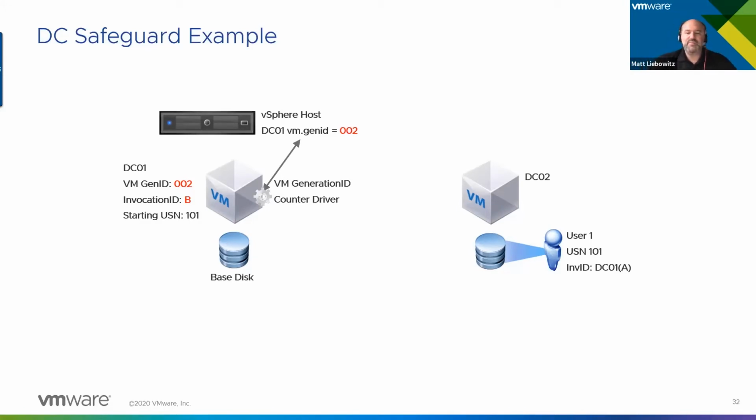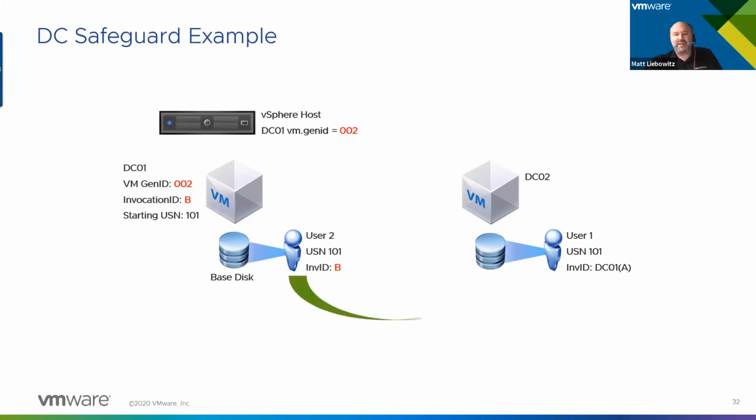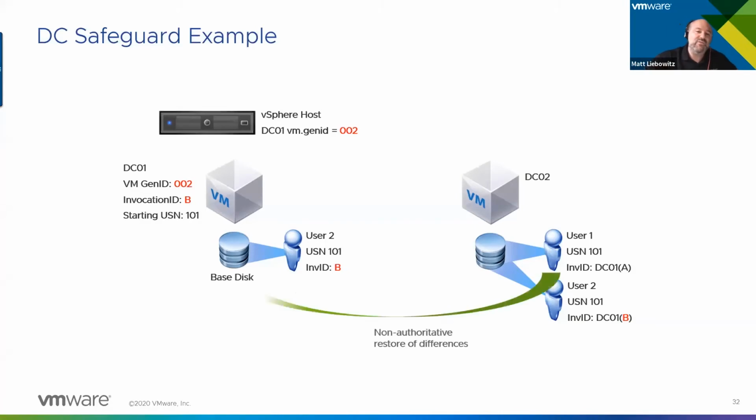Hope everyone's still with me. Now we're going to create another user, user 2. I'm going to reuse USN 101 because I don't know any different. I've been reverted from a snapshot, but I'm going to use invocation ID B, the new value that I have, and I'm going to replicate that over to DC2. DC2 is going to accept that transaction because it knows that the safety feature is kicked in. Not only is it going to do that, it's going to say, I noticed you don't have user 1 anymore, so I'm going to give you back user 1.